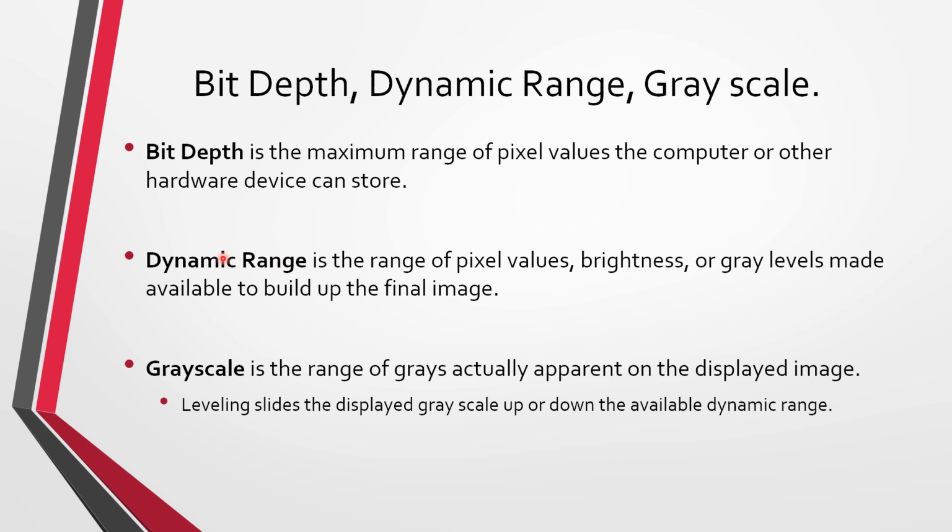The dynamic range has to be within the bit depth of the system. The dynamic range can't be outside what the system's capable of, the values that the system's even capable of utilizing, right? So this should make sense. The bit depth is the system, the dynamic range is what's made available for the image, and the grayscale is what's actually available.